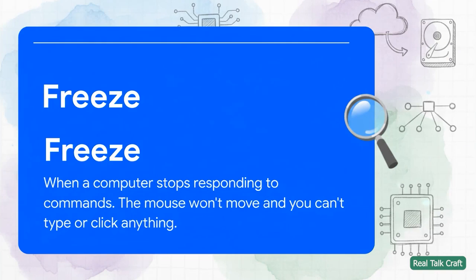And we have all been here, right? You're right in the middle of something important, and then suddenly, nothing. The mouse won't move, the keyboard does nothing. Your computer is frozen solid. Now, this can happen for a lot of reasons, but it's often a sign that the processor is just totally overwhelmed, or maybe the hardware is just getting a little old.